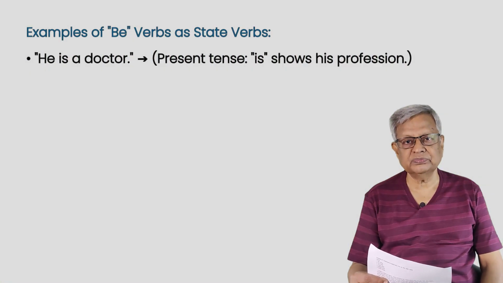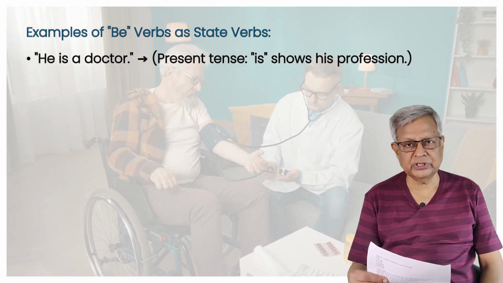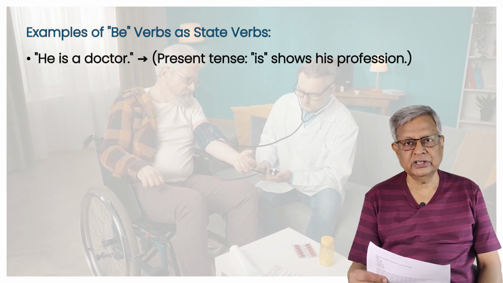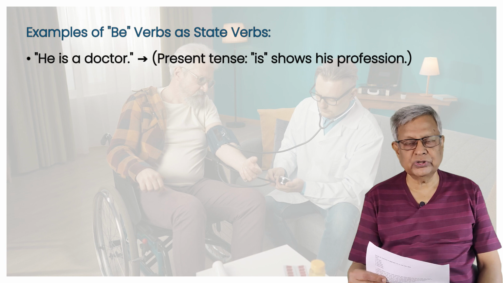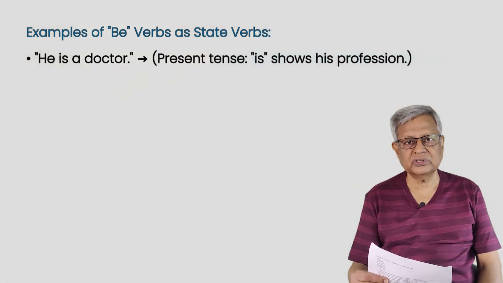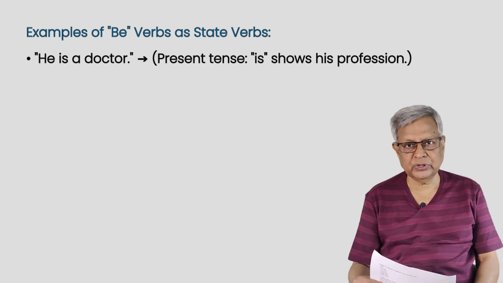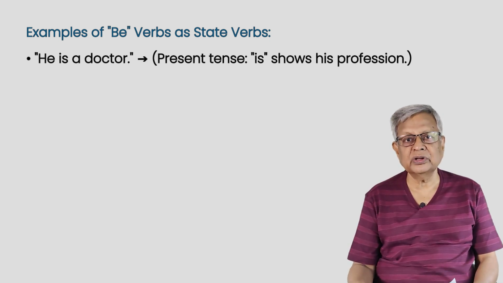He is a doctor. He is a singular subject, so is is the appropriate be verb for the present form. He is a doctor. Is is the only verb, so that is the main verb. Is there any action in that? There is no action. It only talks about a situation, his position as a doctor. So be verb is a state verb only when you use it as a main verb.